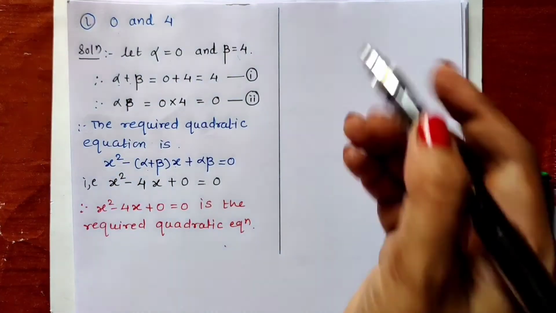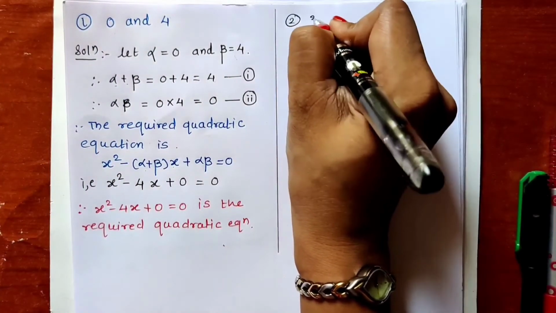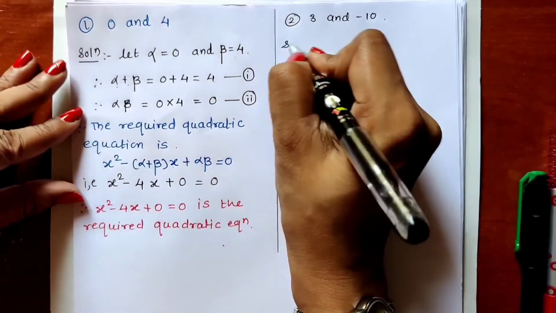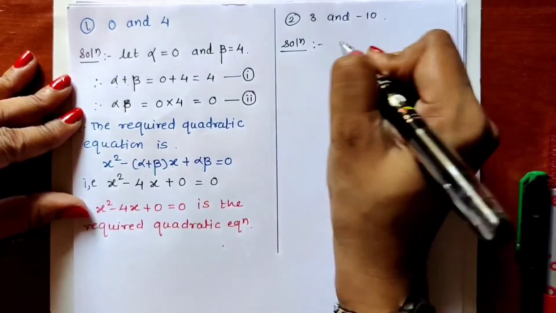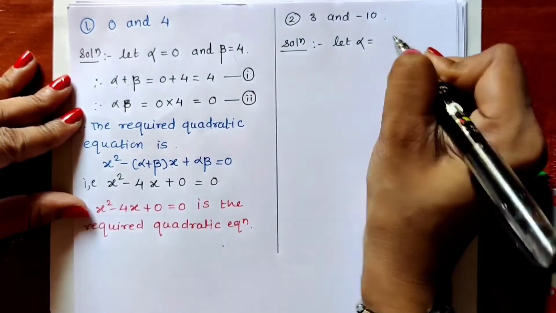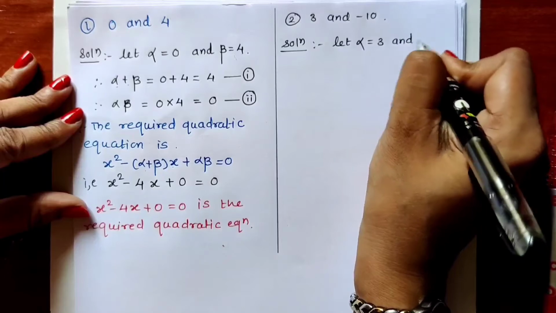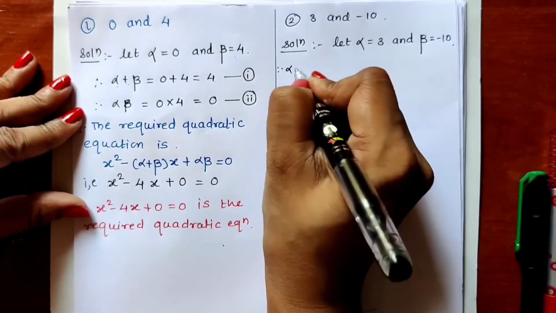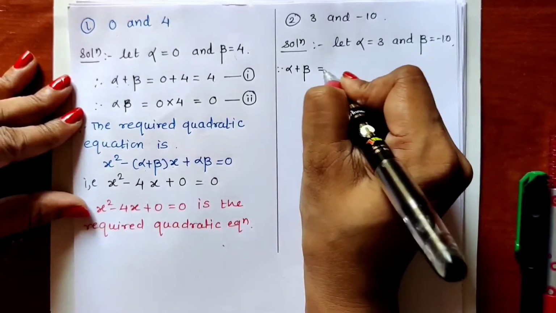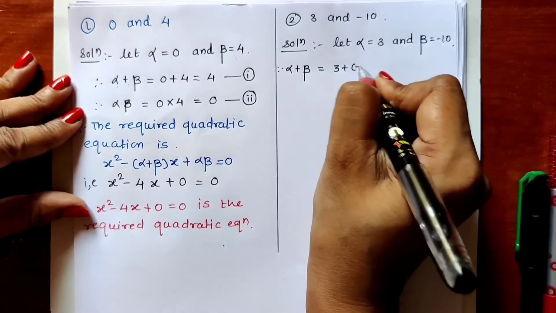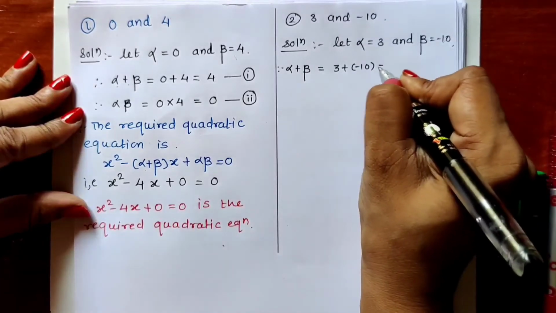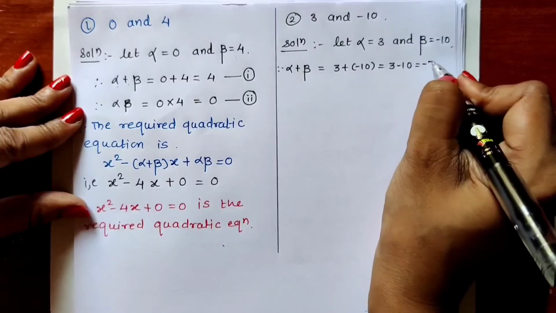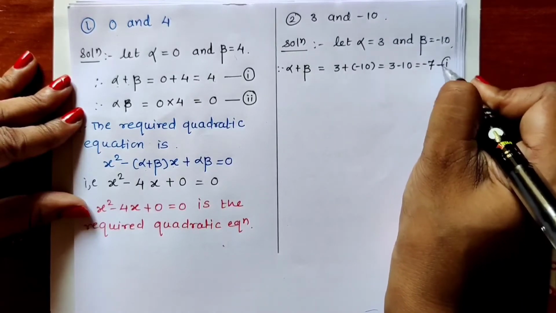Second sum, two roots are 3 and minus 10. Solution: let alpha is equal to 3 and beta is equal to minus 10. First find out alpha plus beta. Alpha plus beta is equal to 3 plus minus 10. So 3 plus minus 10 means 3 minus 10. Plus minus will become minus. The answer is minus 7. This is equation number 1.